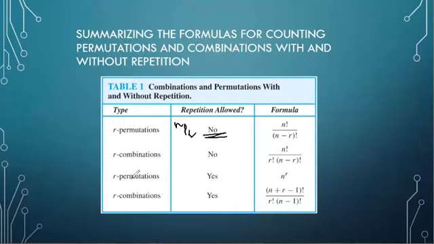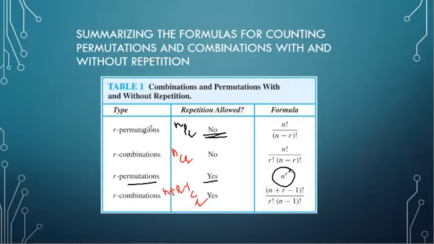What about when repetition is allowed? In the case of permutations, it is n power r. Similarly, in the case of combinations, when repetition is not allowed, it is simply nCr. When repetition is allowed, it will be n plus r minus 1 C r.